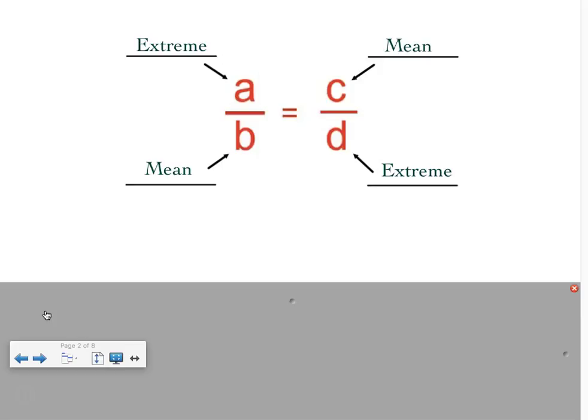When you say A over B equals C over D, the two ends, A and D, are called the extremes. The two in the middle are your means. By the middle, I mean when you say it out loud, A over B equals C over D, B and C are in the middle. So that's just a little vocab for you: the means and the extremes.